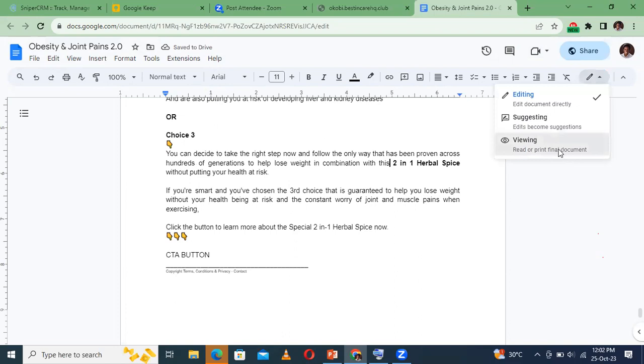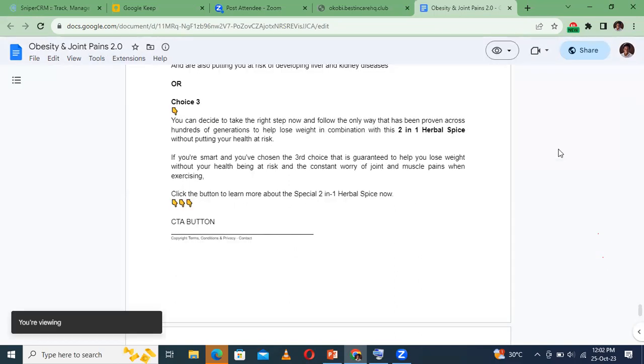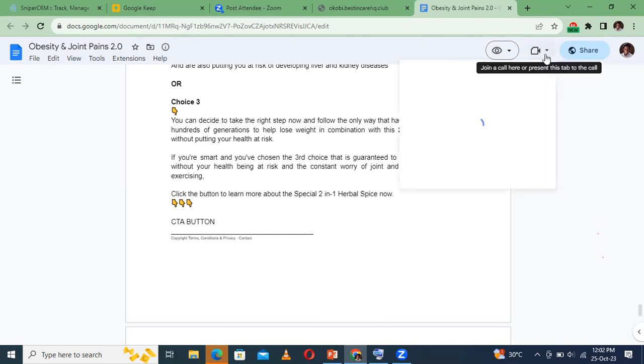I think the D is actually better. Wait, let me read it again. You can decide to take the right step now and follow the only way that has been proven across hundreds of generations to help lose weight in combination with this 2-in-1 herbal spice I just told you about. That will justify my correction.